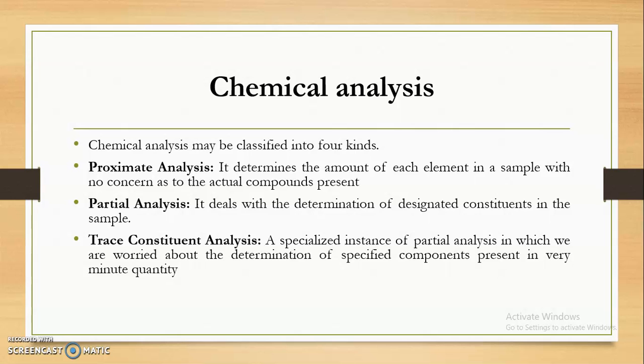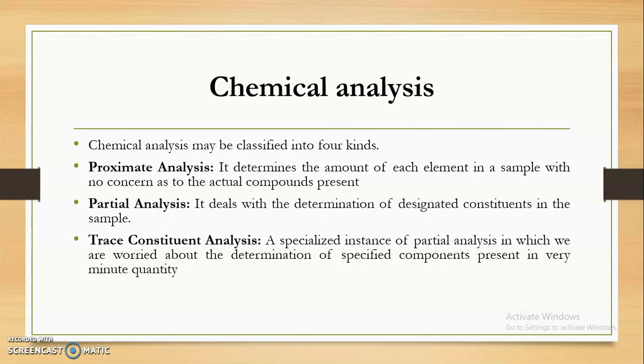Generally, it is used to identify the impurities that are present in the pharmaceutical substances. Trace constituent analysis is a specialized instance of partial analysis in which we are worried about the determination of specified components present in very minute quantity, because we know pharmaceutical substances must be free from impurities, but actually some small amount of impurities are always present in every substance.